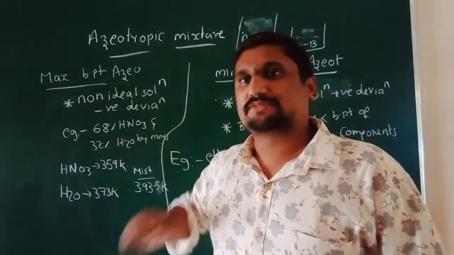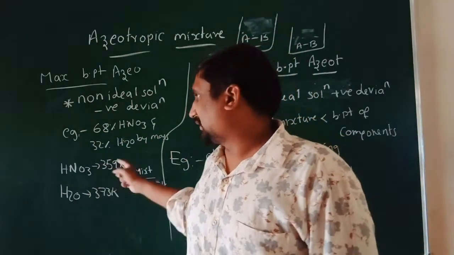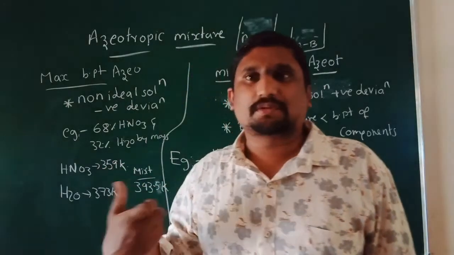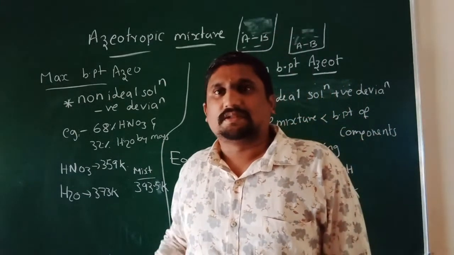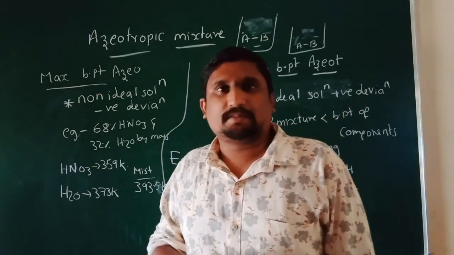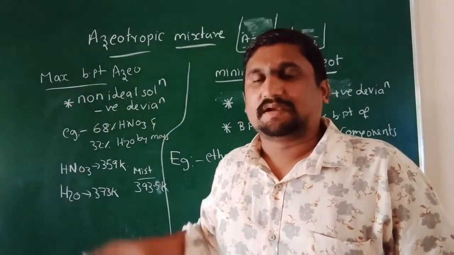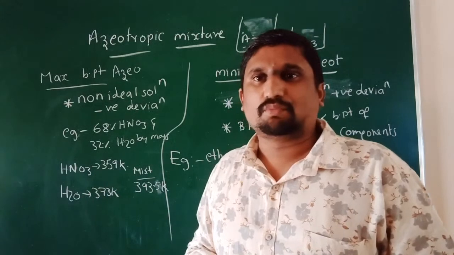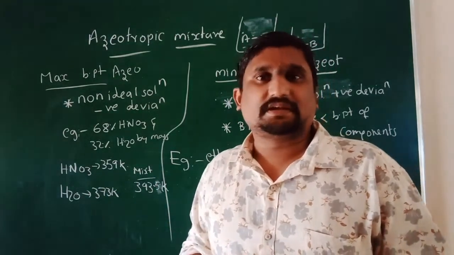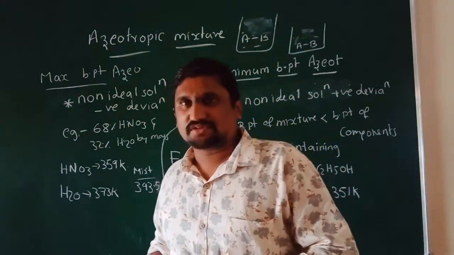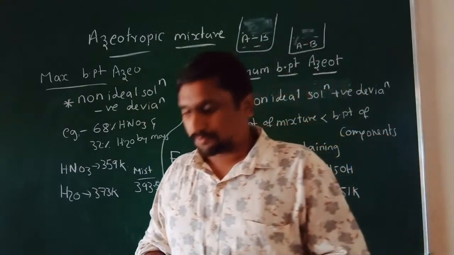Why it is called maximum boiling point: when compared to the boiling point of its components, the mixture boiling point is higher. The best example for this category is the azeotropic mixture having 68% nitric acid and 32% water by mass. Nitric acid boiling point is 359 Kelvin, water boiling point is 373 Kelvin, whereas the mixture boiling point is 393.5 Kelvin. Hence this is about the minimum boiling point azeotropic mixture and maximum boiling point azeotropic mixture.